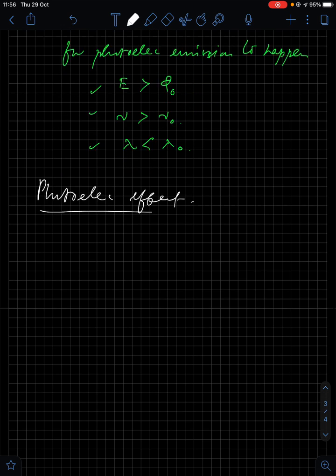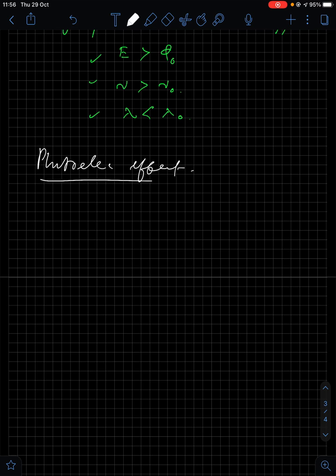So it is the phenomenon of emission of electrons from a metal surface when illuminated by a light of appropriate frequency. So you have a metal plate and you project some light, high energy light or just light whose frequency is nu. Then if electrons start getting out from the metal surface, you call this the photoelectric effect.